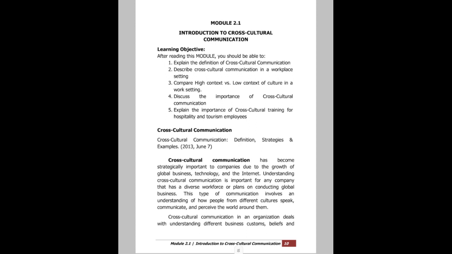So now let's begin discussing cross-cultural communication. But before that, let us first define what we mean by the term communication. Ever since you've studied, most of your teachers have already defined the word communication. But let us first reminisce what the term communication is. When we say communication, this is the act of transferring or exchanging information.